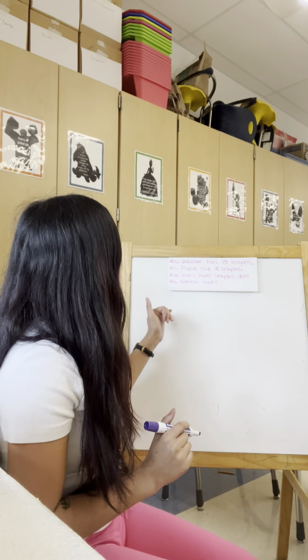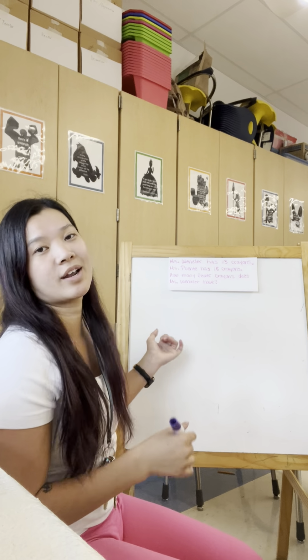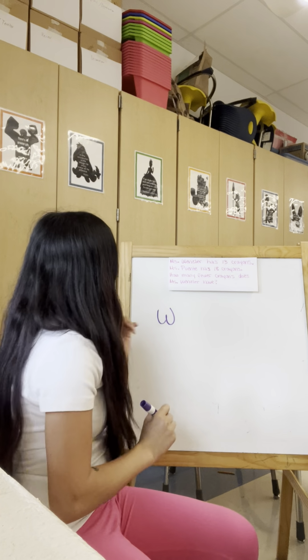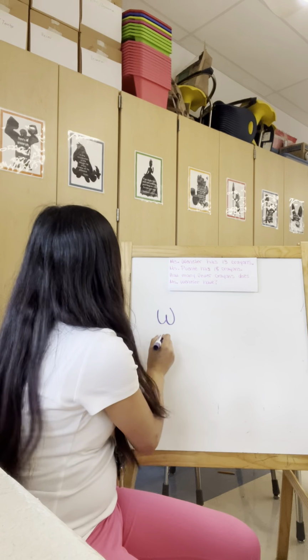So I know, again, I have 2 tapes. I have 2 people in my story. So I'm going to label both of my tapes so I know whose crayons are whose. So I'm going to put a W for Wentzler and a P for Puente.